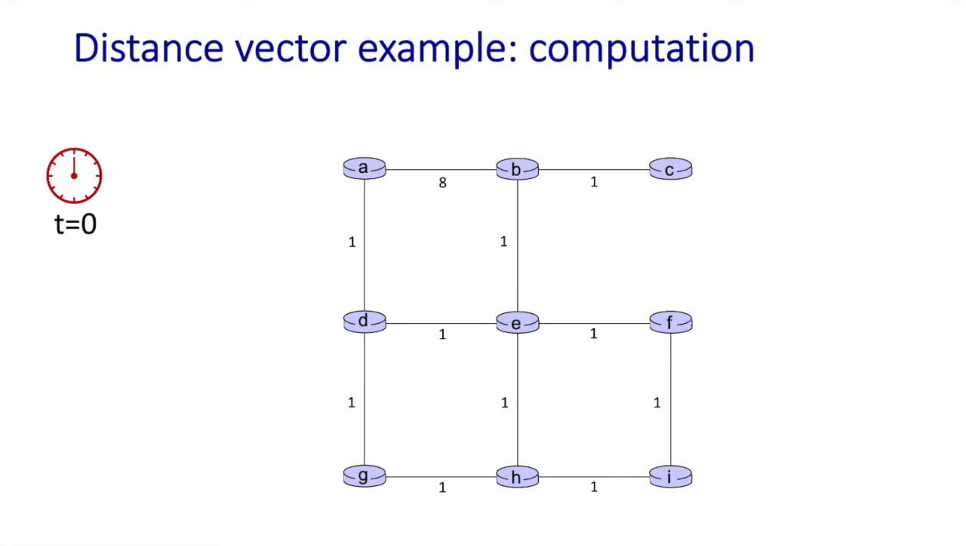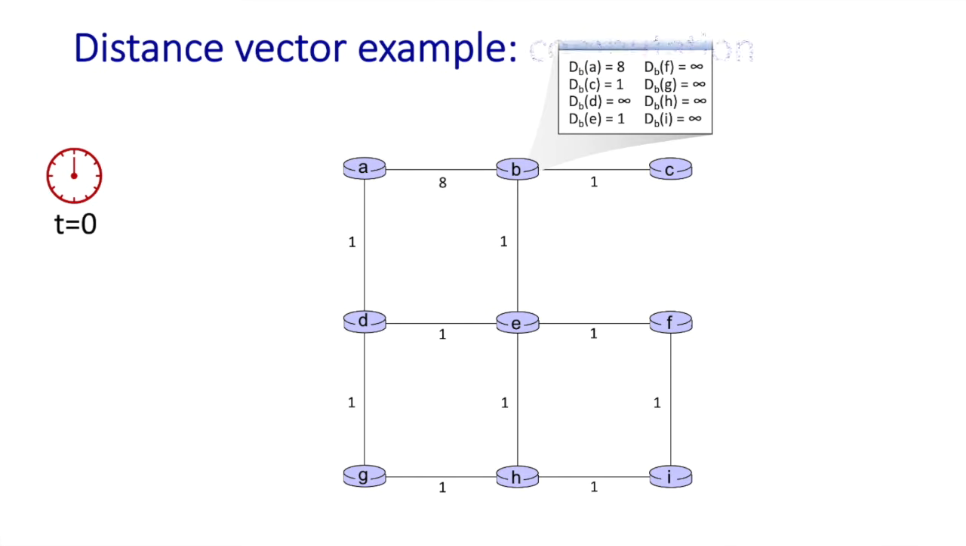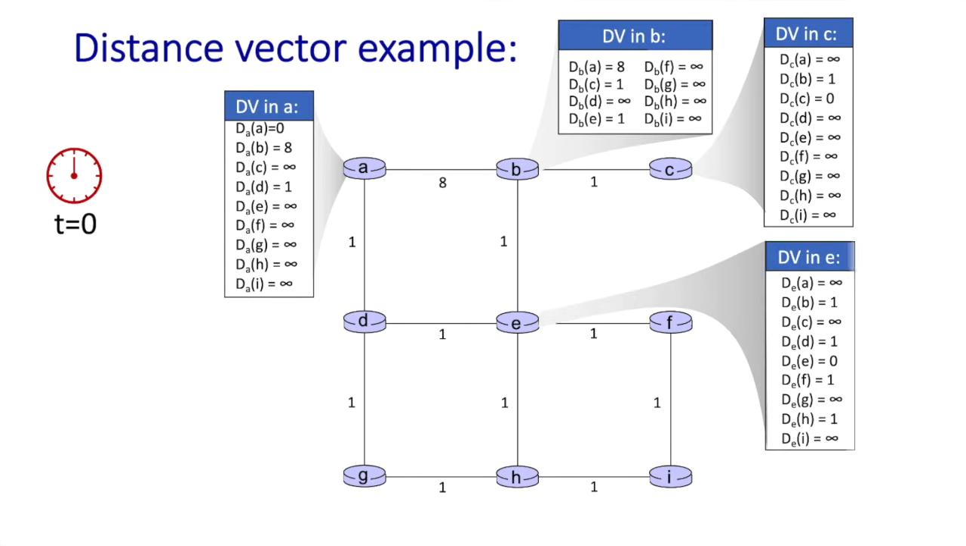Let's recall that at t equals 0, all nodes have computed their local distance vectors, which you can see here. Let's take a look at B's distance vector. B knows that it can get to A directly with a cost of 8, to C directly with a cost of 1, and to E directly with a cost of 1. This is B's initial distance vector. The distance vectors of A, C, and E are also shown here.